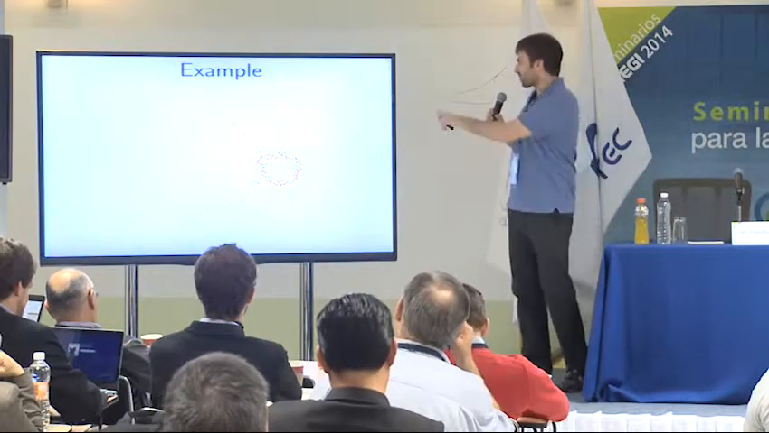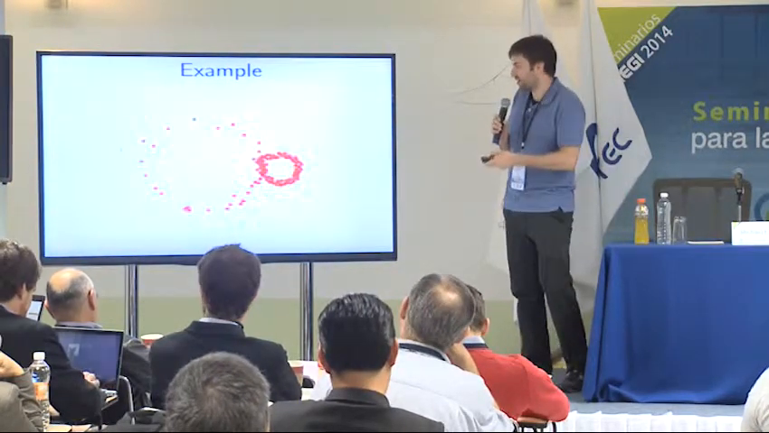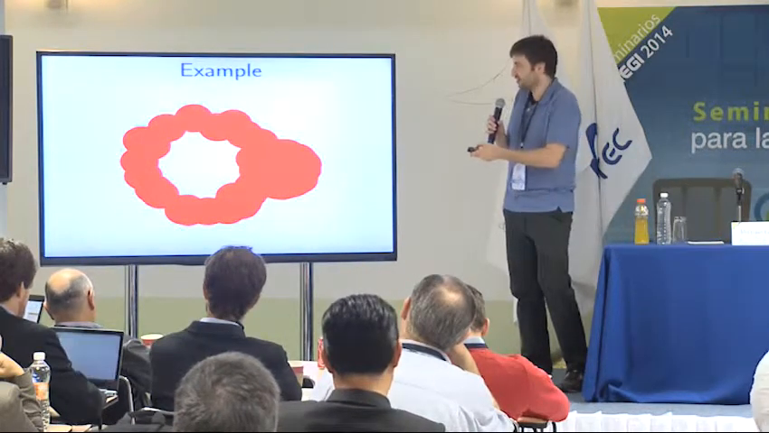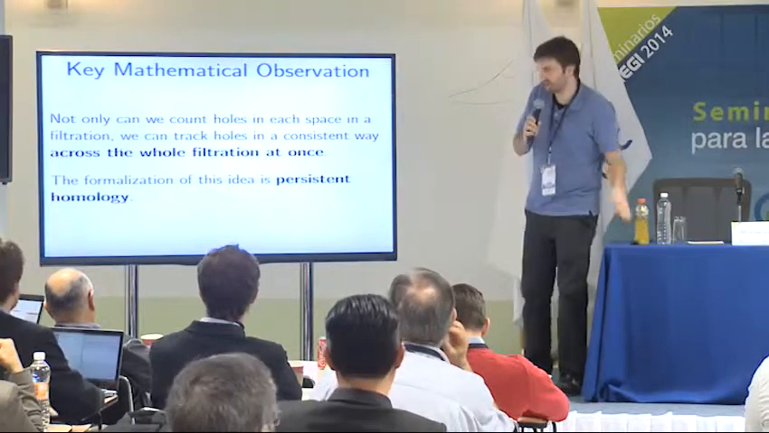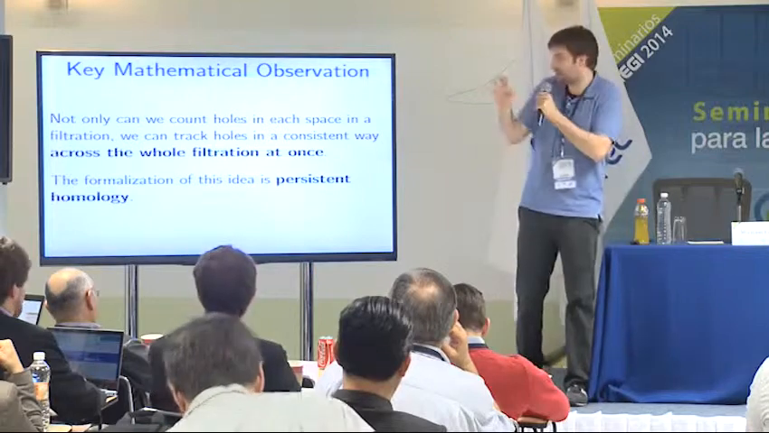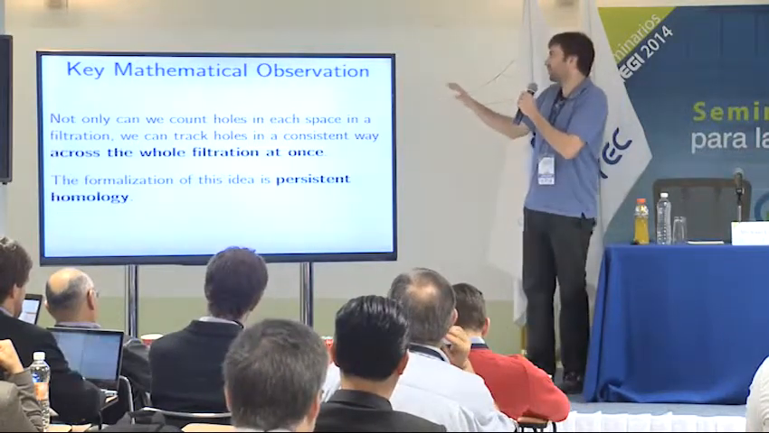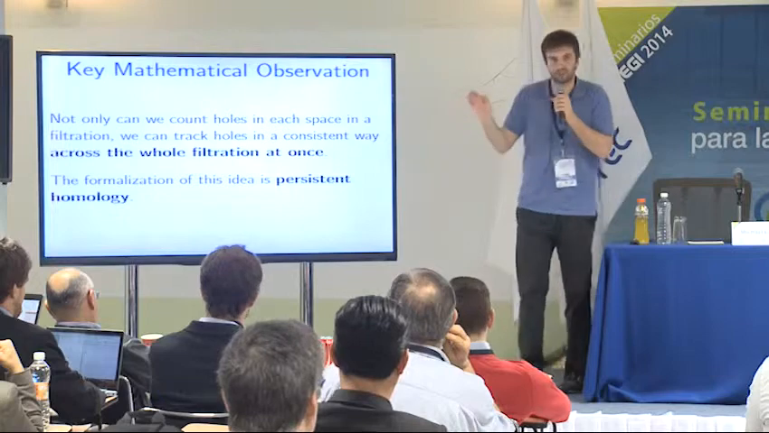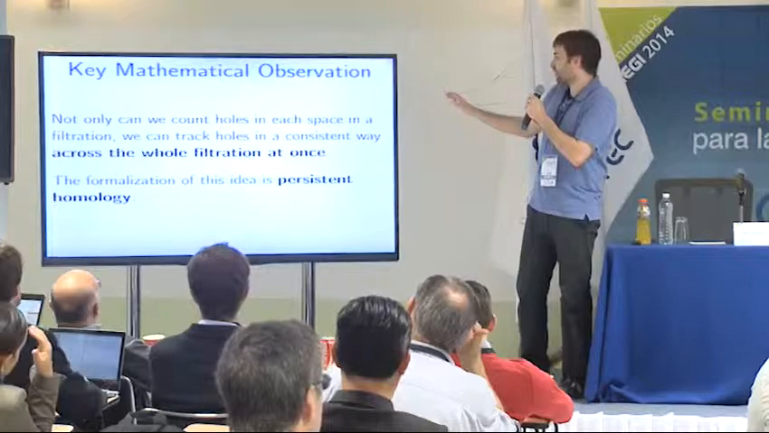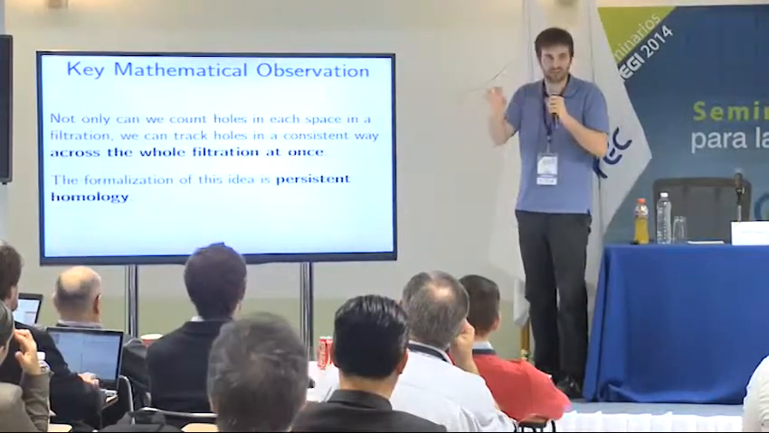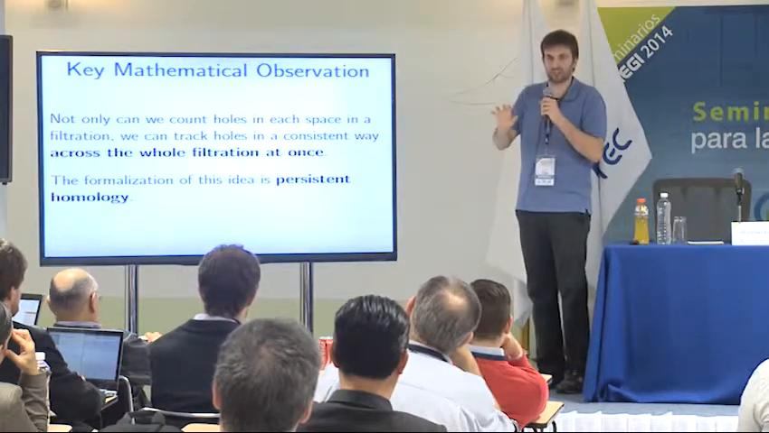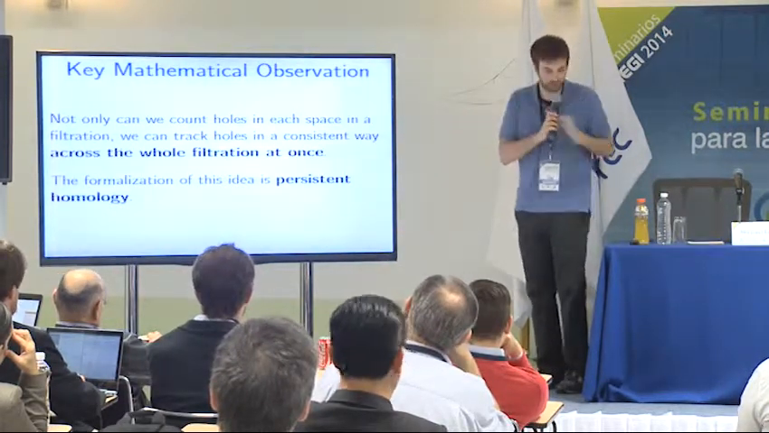So I have this point cloud data set, and I want to consider now this whole family of growing balls, right? And as this radius parameter increases, these grow. So I have this nested family of geometric objects. And the key mathematical observation which allows us to define these barcodes is that not only can we count holes in each space in a filtration individually using these Betti numbers, but in fact, we can track the holes in a consistent way across the entire filtration at once. And the algebraic formalization of this idea is persistent homology. This is what will give us the barcodes.